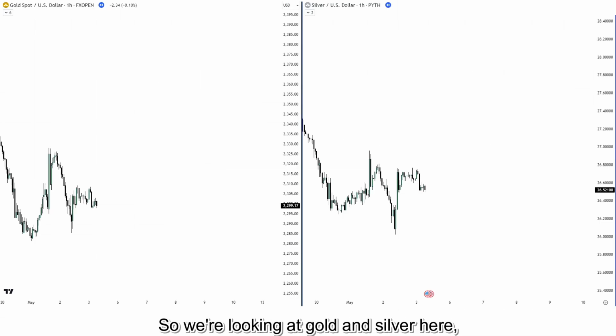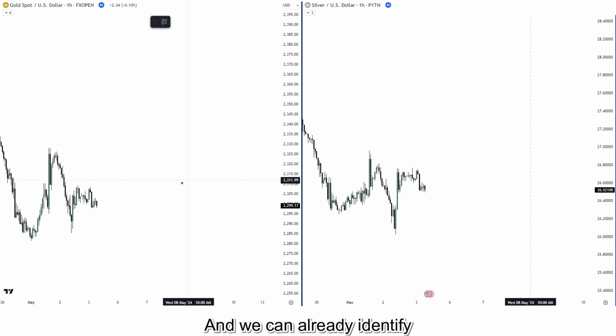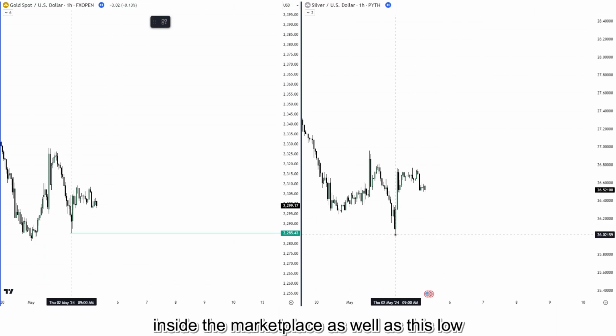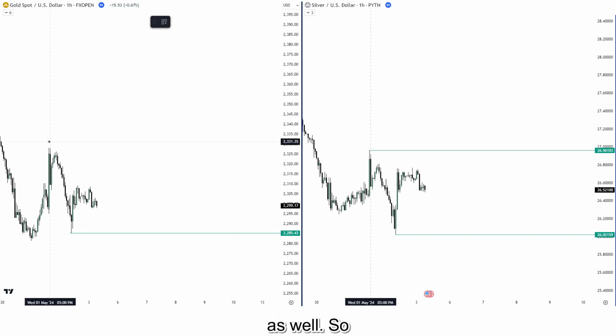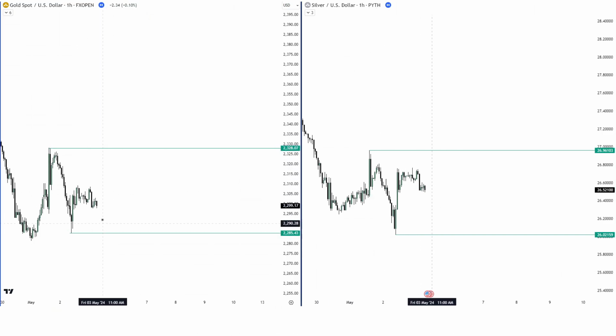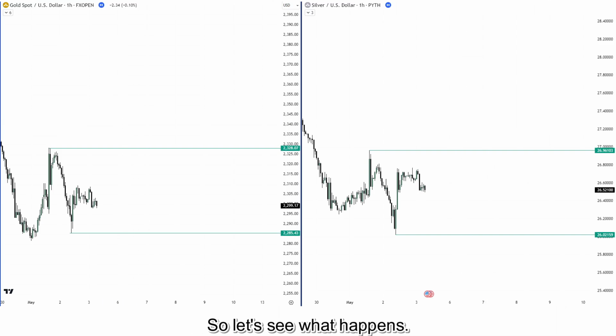So we're looking at gold and silver here, gold to our left and silver on the right, and we can already identify this low inside the marketplace as well as this low inside the marketplace here on silver above these highs as well. So we want to anticipate, is the marketplace going to sweep this low or sweep this high and create an SMT divergence to where we can then capitalize on our move. So let's see what happens.